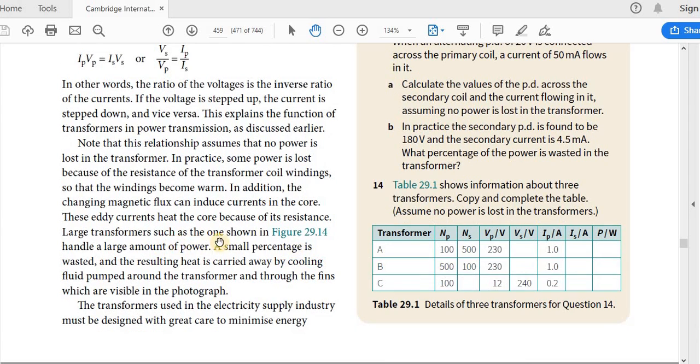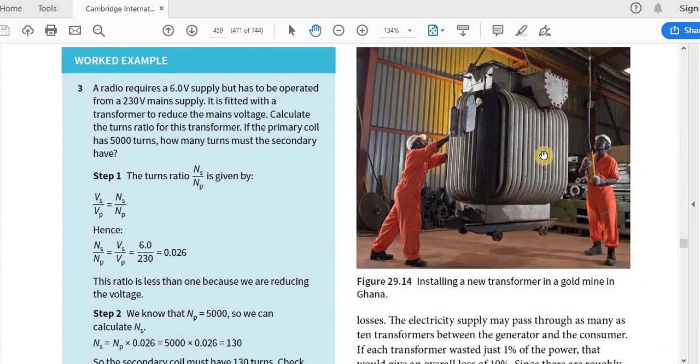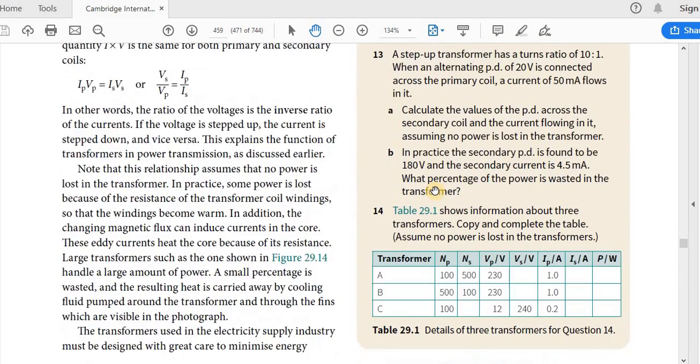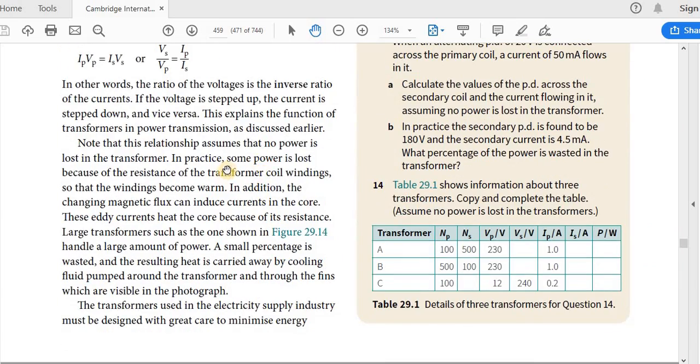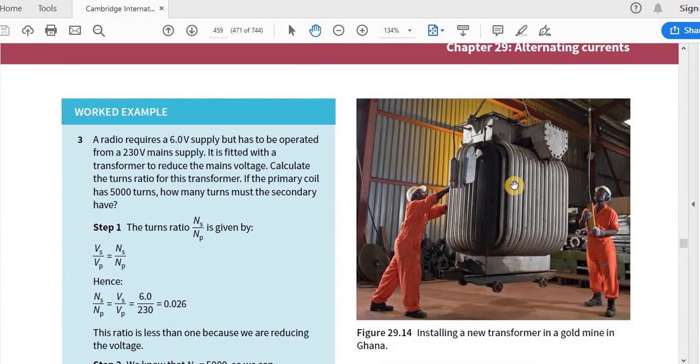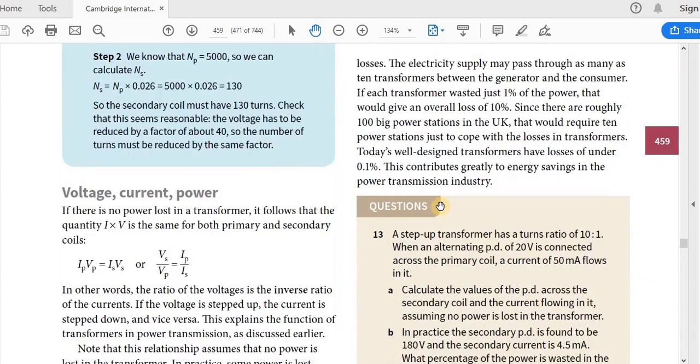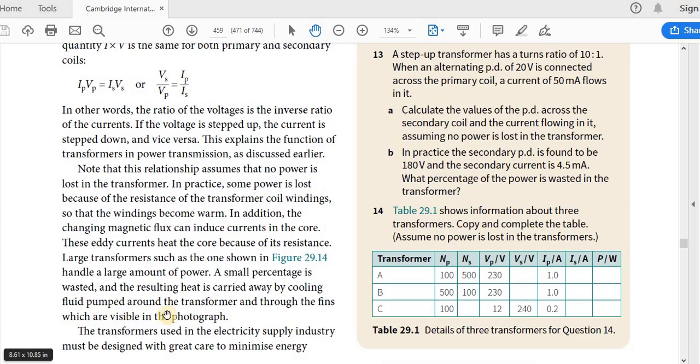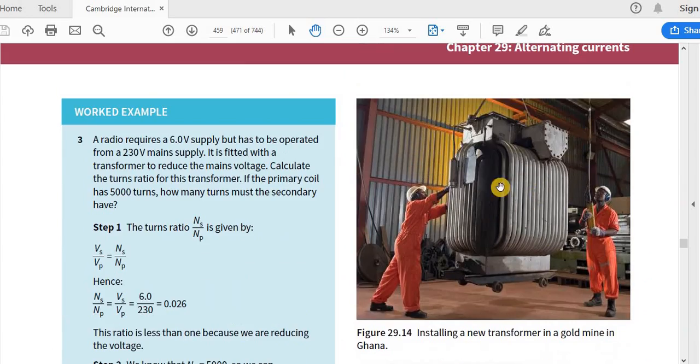Large transformers, such as the one shown in figure 29.14, you can see it's like this. You see the shape here. Why they have it, we'll see. They handle large amounts of power. A small percentage is wasted, and the resulting heat is carried away by the cooling fluid pumped around the transformer and through the fins, which are visible in the photograph. So it has fins like this to let out that heat, otherwise it will get heated up. Around this there can be this cooling fluid pumped around, so that it carries away heat from these fins.